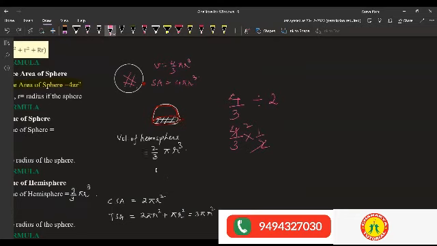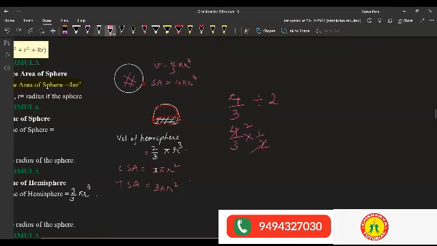Okay. So CSA and TSA both, an easy way to remember, I'll tell you right now. Just wait 1 minute. So CSA would be 2 pi r square and TSA is 3 pi r square. How it is coming, just try to understand.